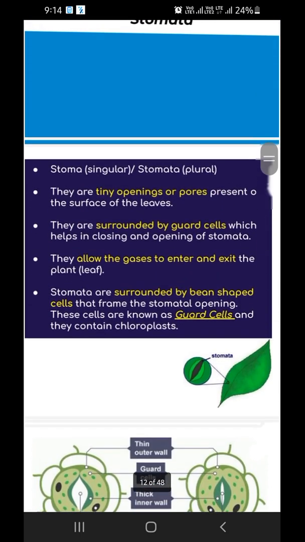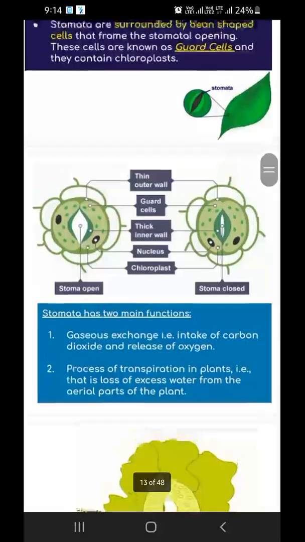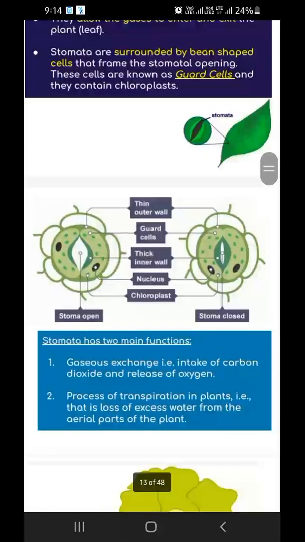They allow gases to enter and exit the leaf or the plant. Stomata are surrounded by bean-shaped cells that frame the stomatal opening. These cells are known as guard cells, as I told you, and only these guard cells contain chloroplasts. In this you can see the structure or diagram of a stoma.